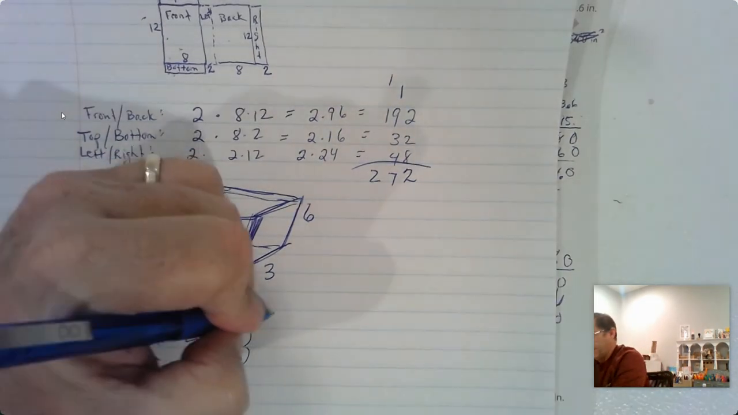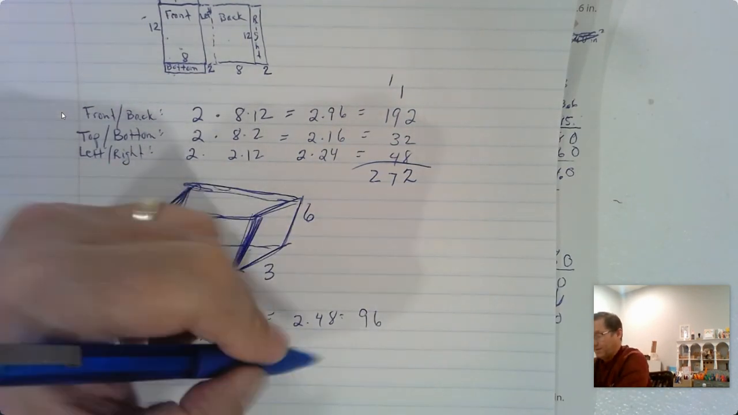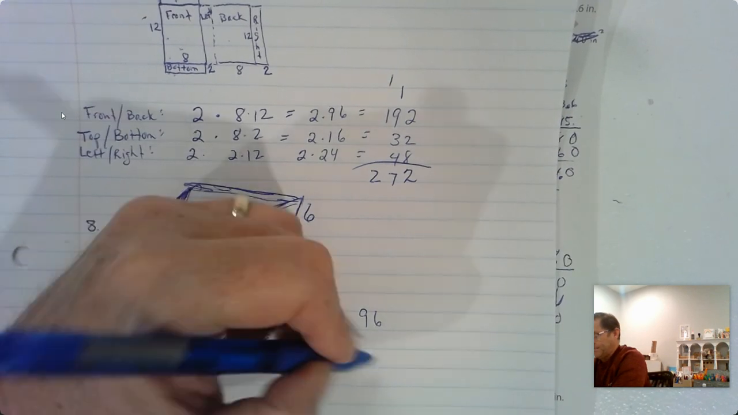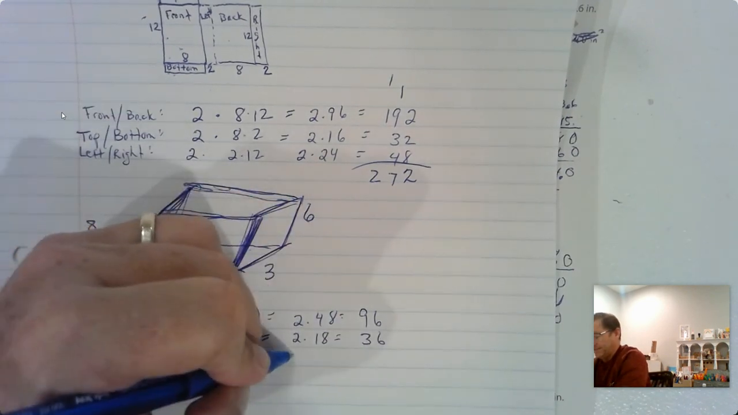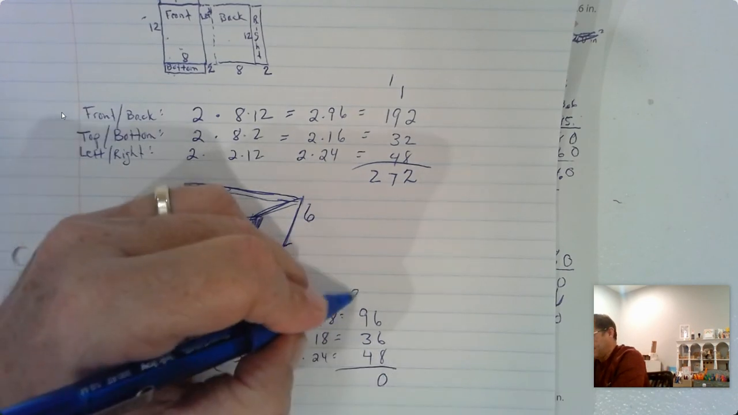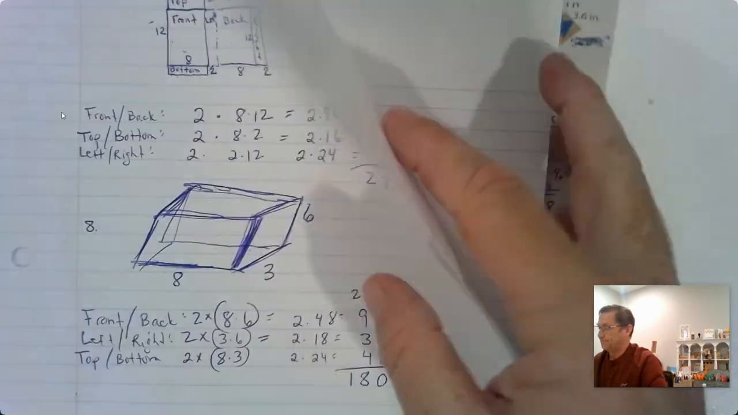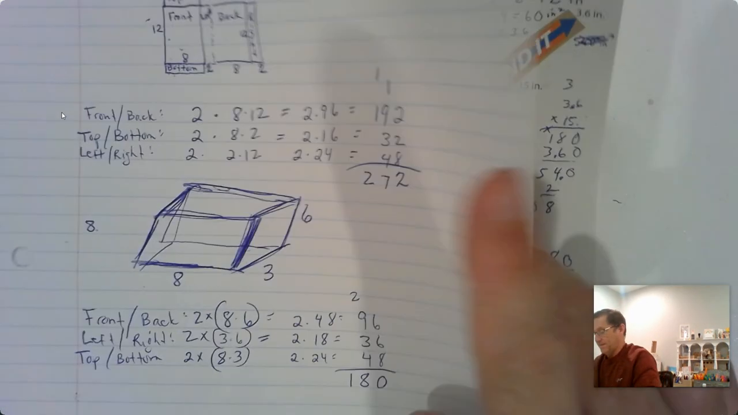Right? So let's figure this out. 2 times 48 is 96. 2 times 18 is 36. And 2 times 24 is 48. So we get 180 inches squared.